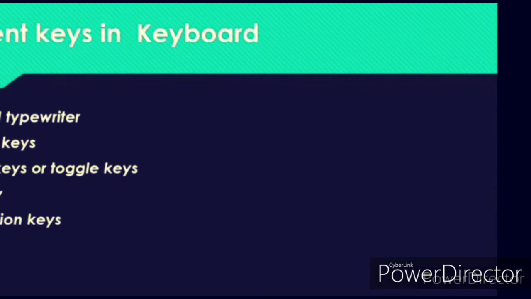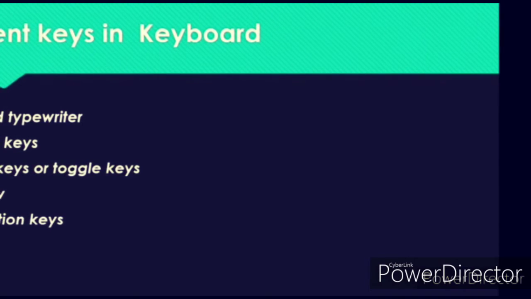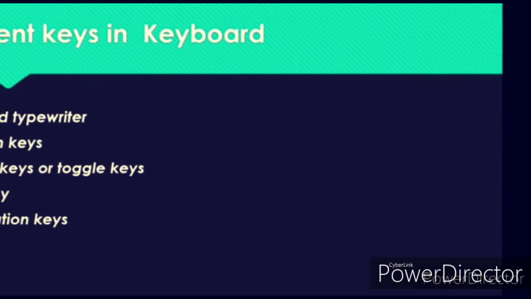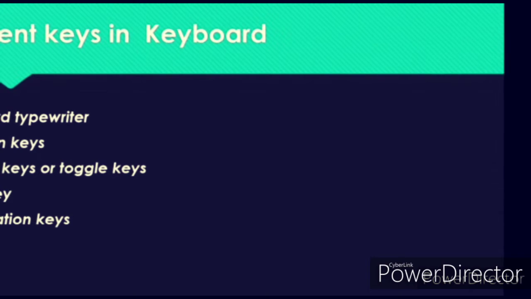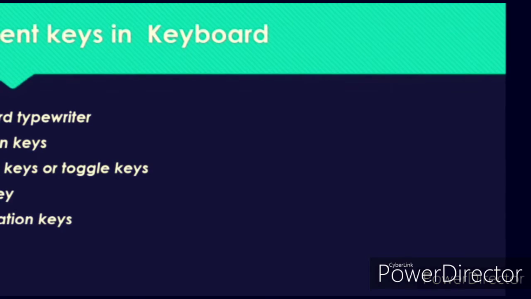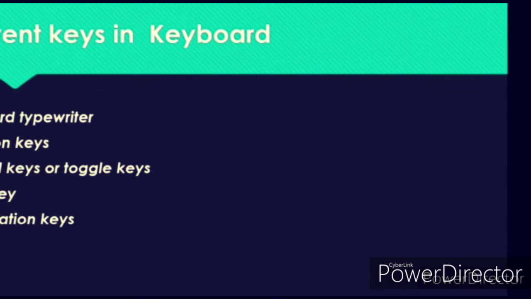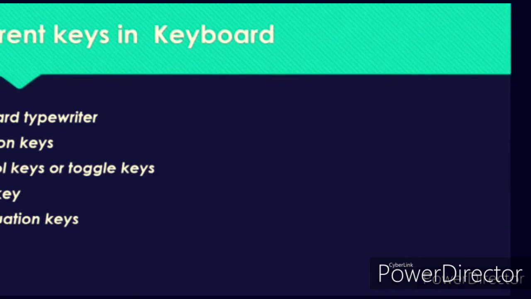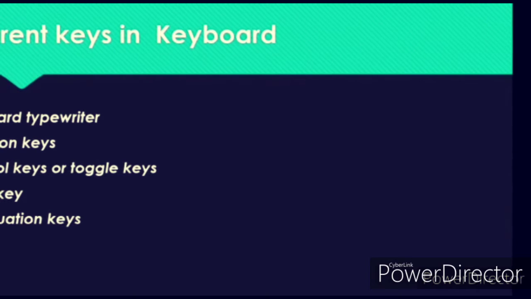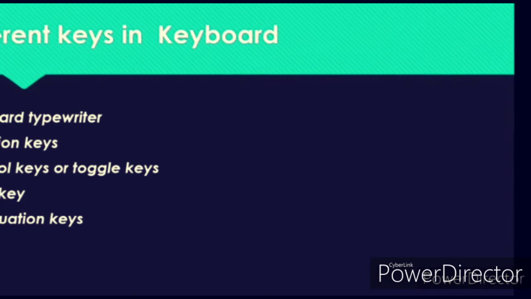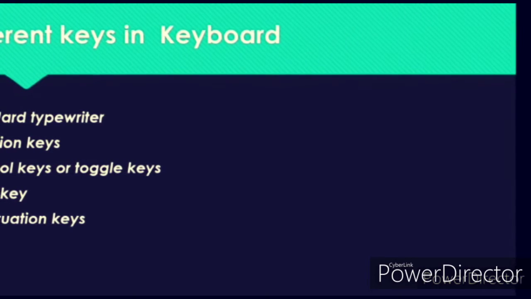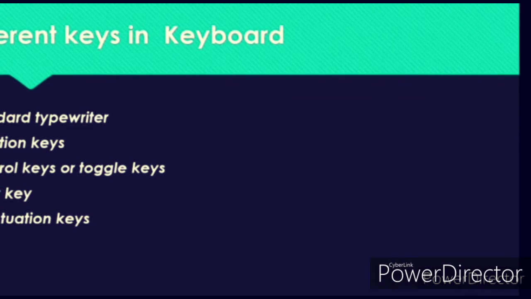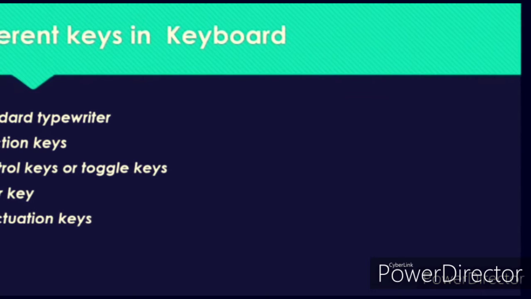Next, function keys. As you all have seen on your keyboard at the top, a number of function keys are present from F1, F2, F3 up to F11. These F1, F2, F3, etc. are known as function keys, and these keys are designed to perform specific functions in your computer system. Every function key has its own special meaning and you have to know what they specify.